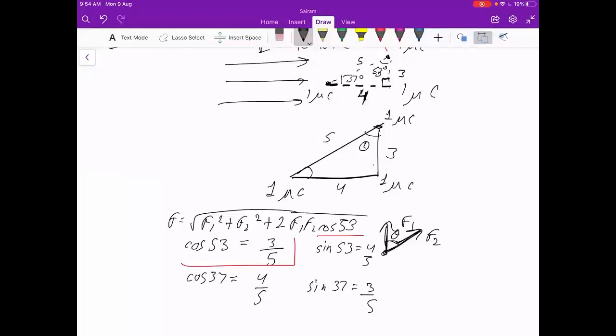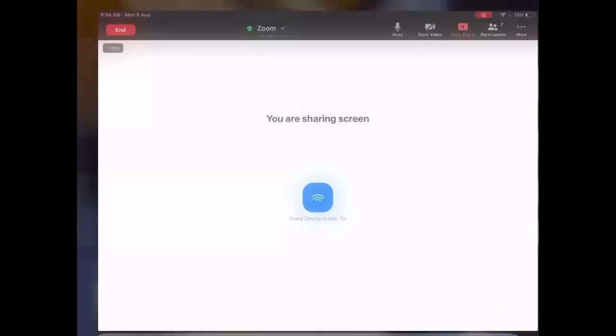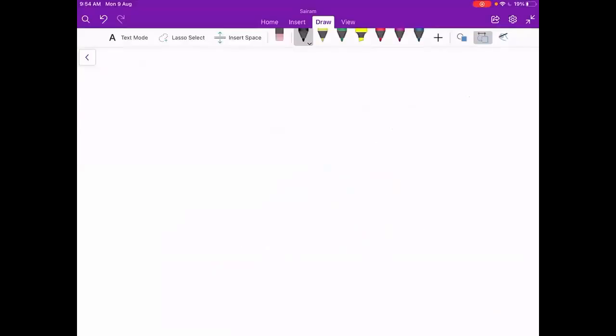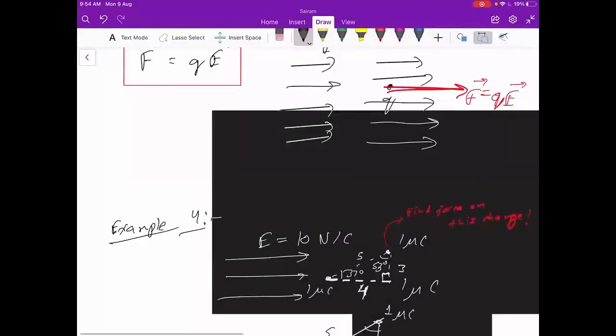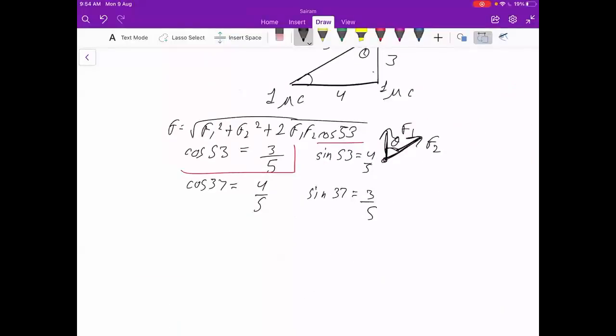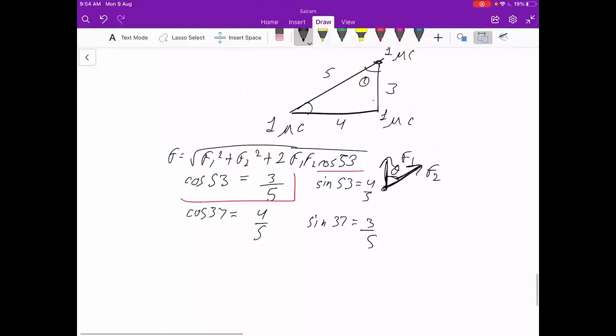Sairam, you're taking too long. Acha, you got it as 12.5 newtons. Wonderful. So let me also check. Yeah, seems like the correct answer.